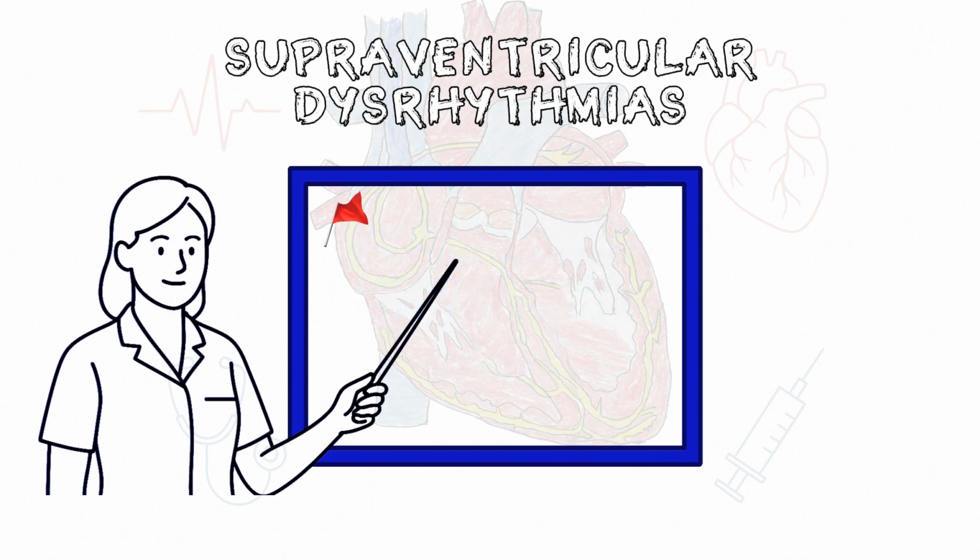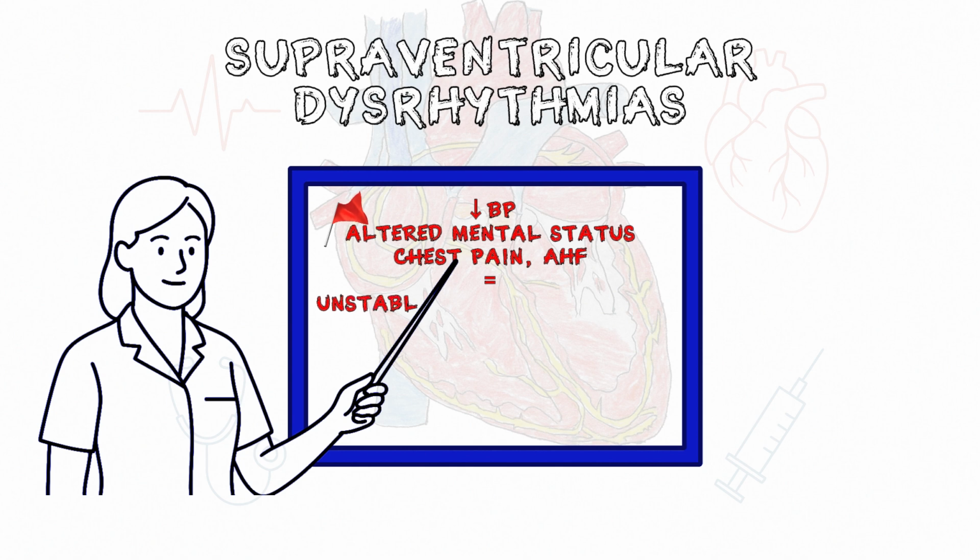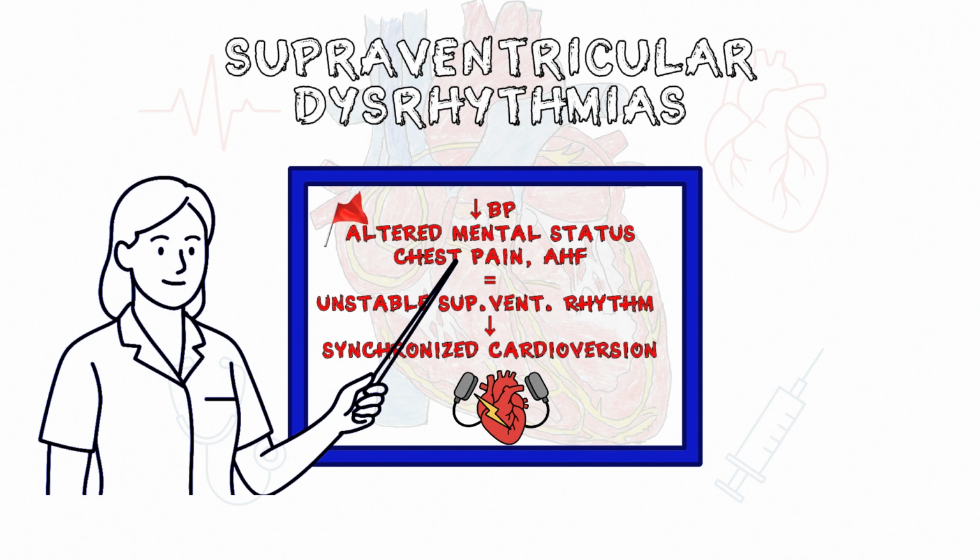Any supraventricular rhythm becomes unstable if the patient displays hypotension, altered mental status, chest pain, or acute heart failure. It means unstable supraventricular dysrhythmia requires immediate synchronized cardioversion.